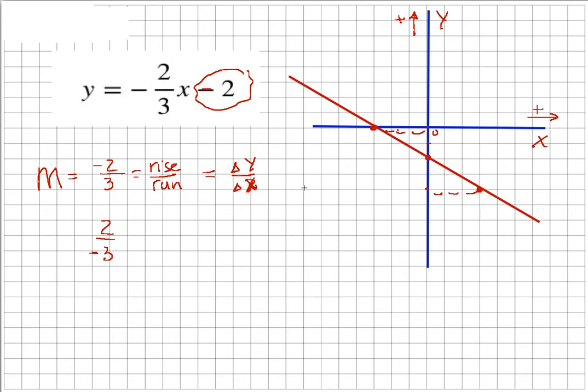So it doesn't matter whether you get the top number to be positive for slope, or the bottom number to be positive. You're going to have different points, but the line is going to be the same.